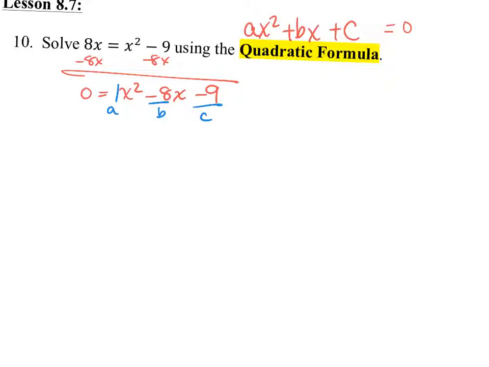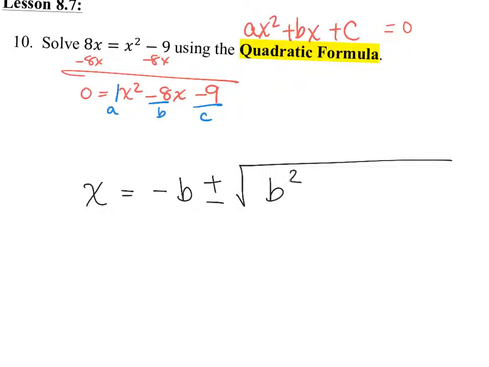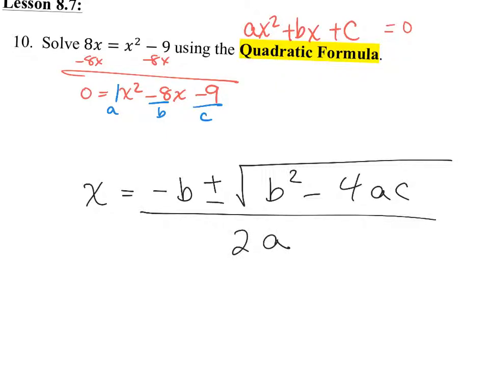The quadratic formula is x equals opposite b plus or minus the square root of b squared minus 4ac all over 2a. And then all I'm going to do is plug in a, b, and c. So I know that a is 1. Okay, that makes it easy. So this becomes 1. And this becomes 1.